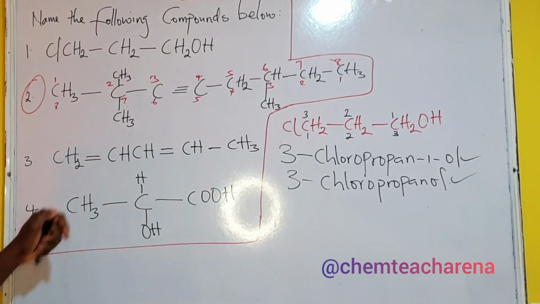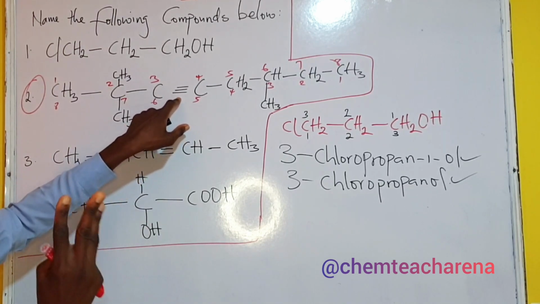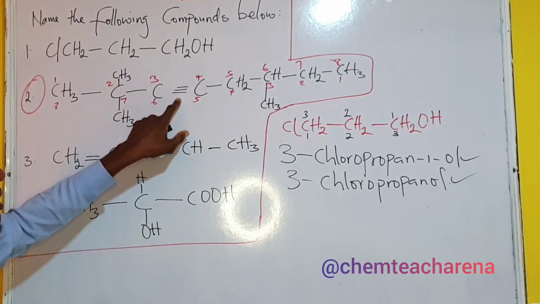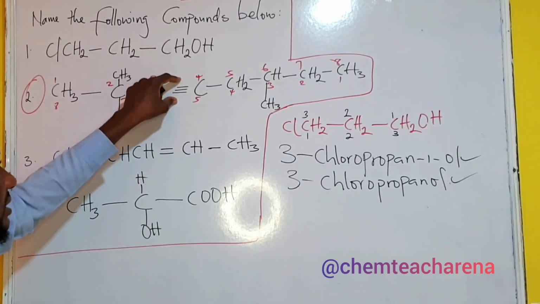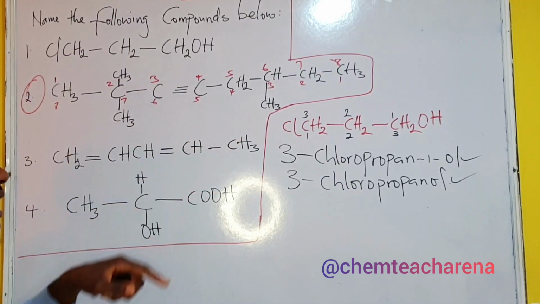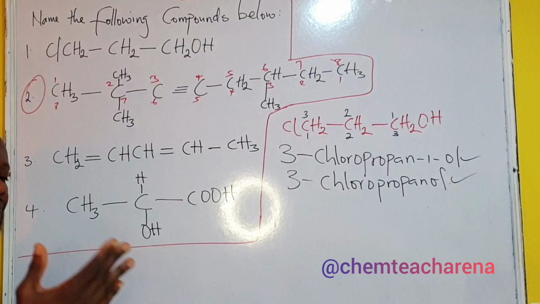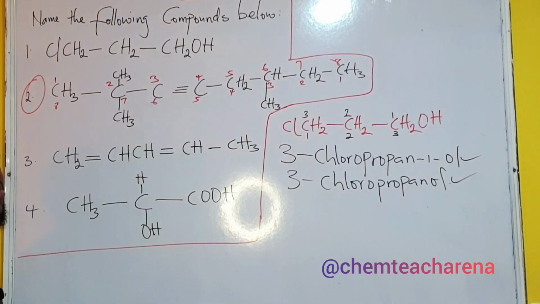So how do we name this now? We are already seeing 3 here, that is a triple bond. A triple bond is an alkyne. So this compound is already an alkyne. We say that double bond and triple bond are unsaturated hydrocarbons, but single bonds are saturated hydrocarbons.